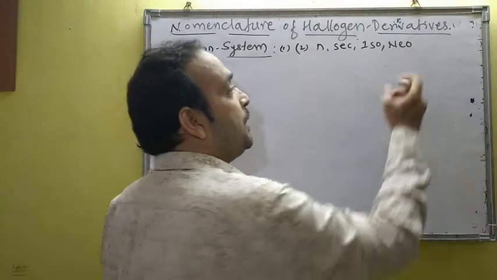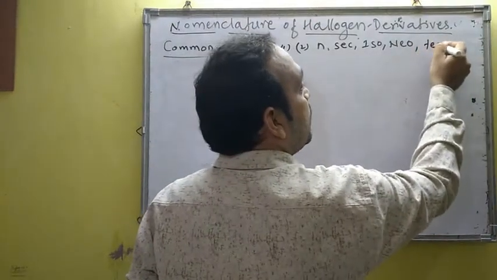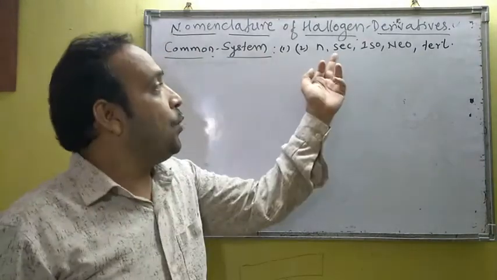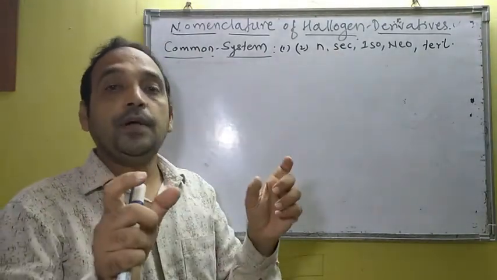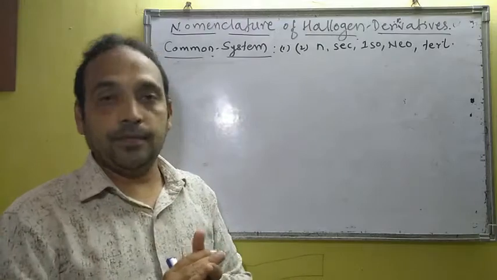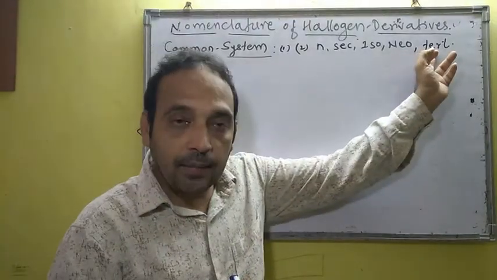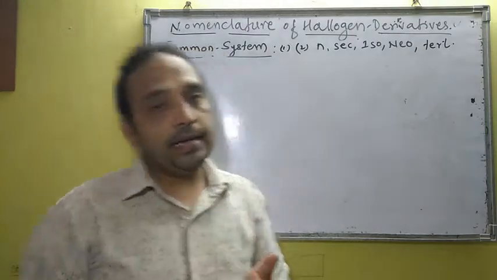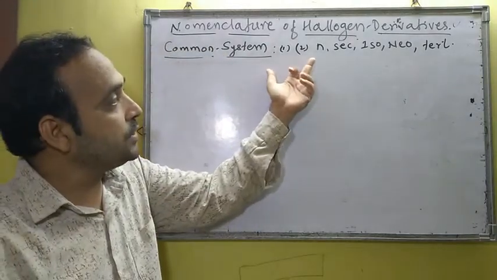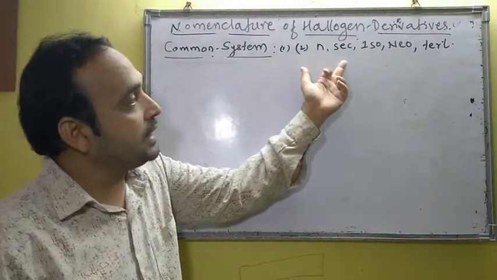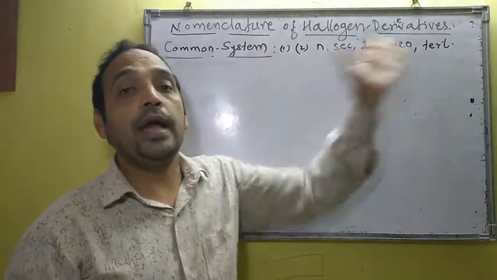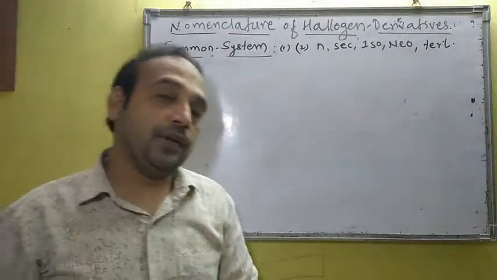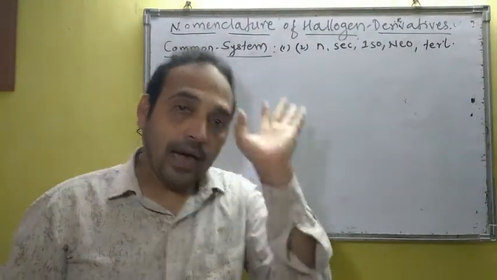And the last prefix used is tert, or we can say tertiary. Now what is a secondary carbon? The carbon to which another 2 carbon atoms are attached. What is a tertiary carbon? The carbon to which another 3 carbon atoms are attached. So the prefixes used in the common system are n, sec, iso, neo and tert. Based on these two rules, we will try to cover examples of alkyl halides.